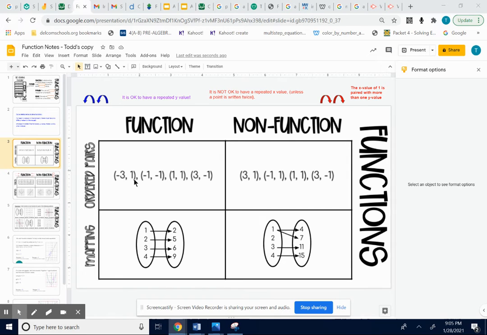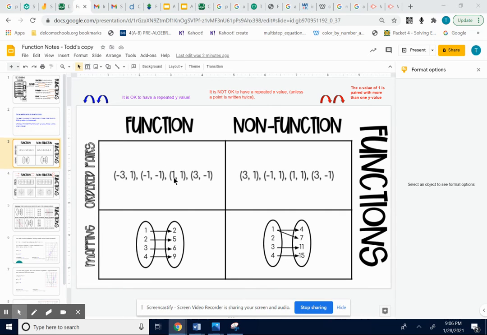So if I'm looking at this set of ordered pairs and I want to know if it's a function or not, it is, because the x value of -3 is only paired with one number, the number 1. There are no other -3 x values to be paired with anything else. Let's look at an x value of -1. This x value of -1 is paired with one number, a -1. There's no other x value of -1 paired with anything else.